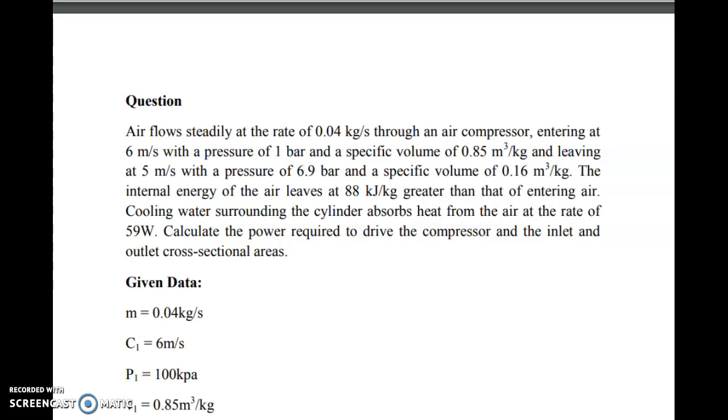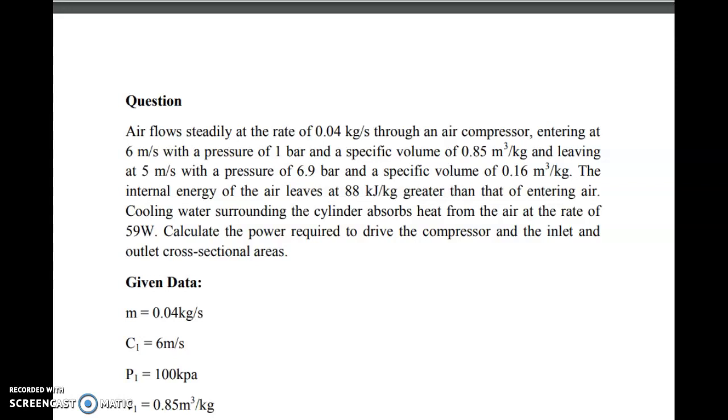Okay. So there is a compressor. Generally, the compressor is used to increase the pressure of air. That is what is given in this problem also. The air is sucked and compressed and discharged at high pressure. So here there are two states, one before compression and one after compression.